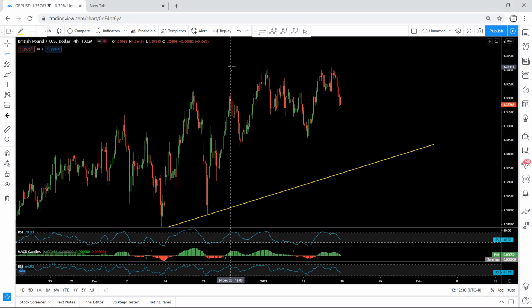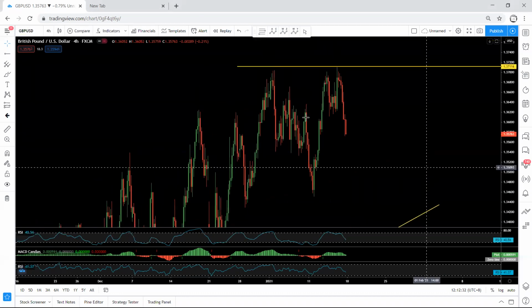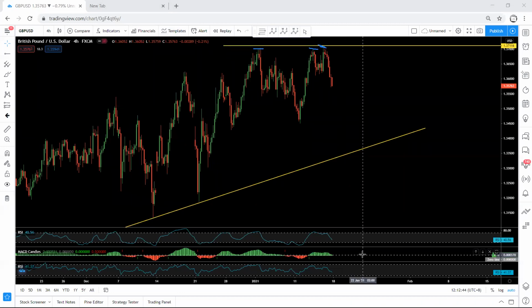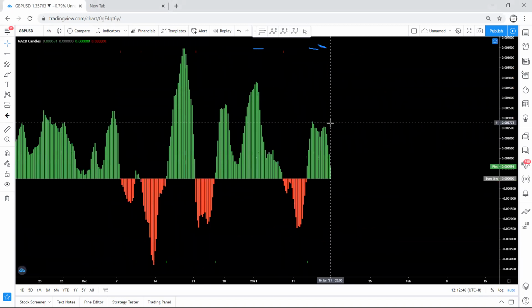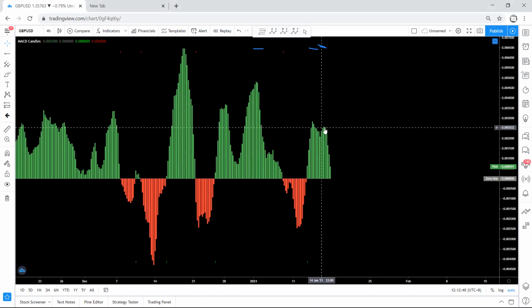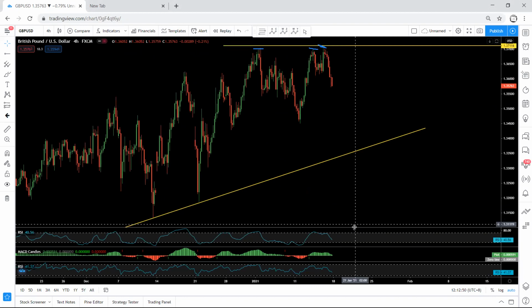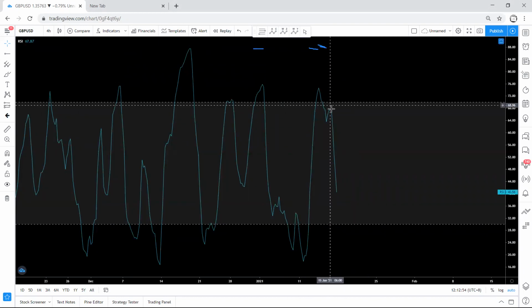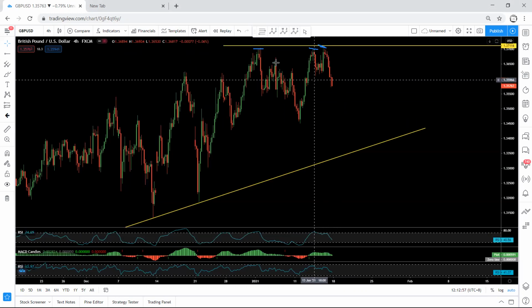As we can see, the price broke this top. If we compare this one relative to this, and this one relative to this, and move to the MACD, we will see we have a divergence here, and this one we have a divergence. And how about here? Similar. This one relative to this one, relative to this, we have a divergence.